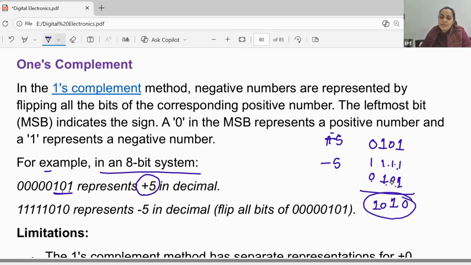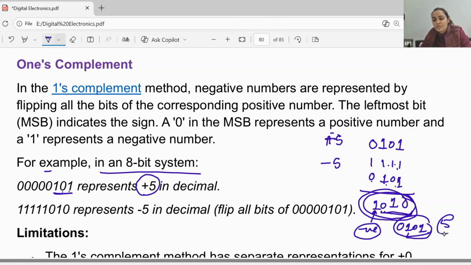If this is the number and you have to find out the actual number, then you will see here the sign is negative, which means this number is going to be a negative number. Now to find the actual number, don't write this in decimal form. Take the 1's complement of this. So this is going to be 0101. Now you will read here, this value is going to be 5. So the answer is minus 5.